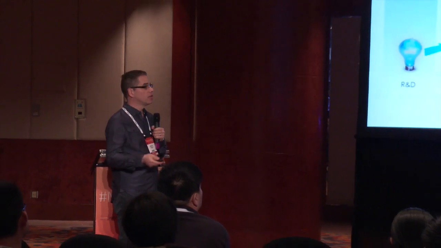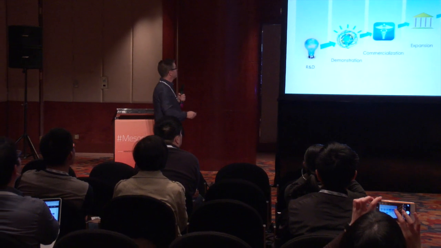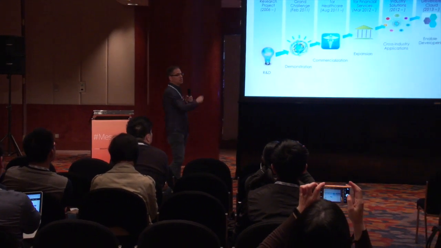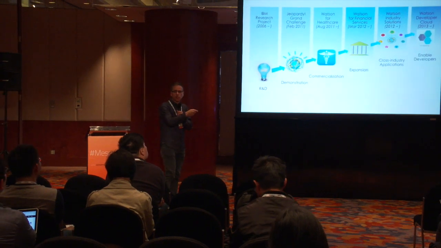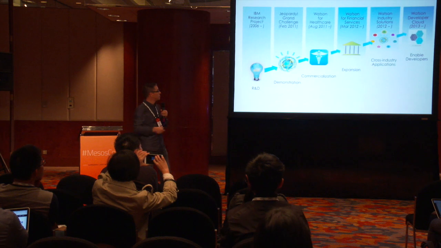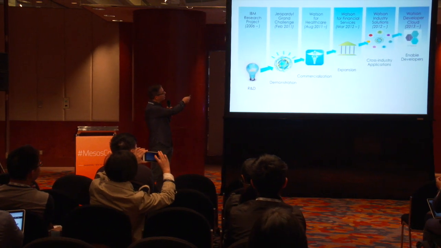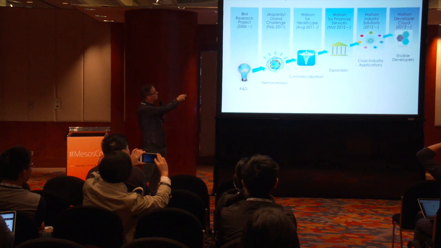Okay, so I wanted to give you that context because Watson is what we put on top of Mesos, or a form of Watson, and I want to show you how we got there. So this is a brief history of Watson. You can see that in 2006, the research department at IBM started to work on it as a project. Could they do something about cognitive computing? They ended up going for this grand challenge to beat Jeopardy, which they did in 2011.